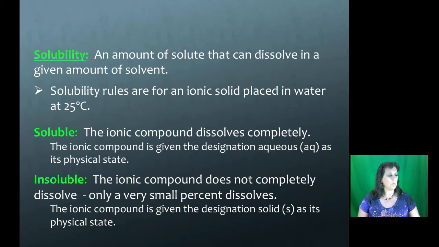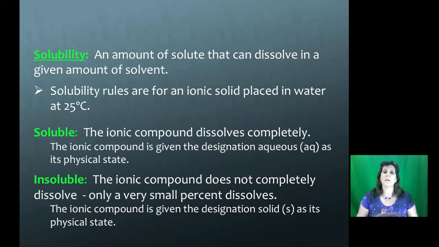So we're going to look at solubility rules. Solubility rules are going to be in the bottom corner of your periodic table. So the solubility rules on our table are for ionic solids placed in water at 25 degrees Celsius. So if it says soluble, that means the ionic compound that you've looked up dissolves pretty much completely, 95% or more. It's going to break apart into ions, just like the strong acid broke apart into ions. So it gets in parentheses an AQ, it's soluble.